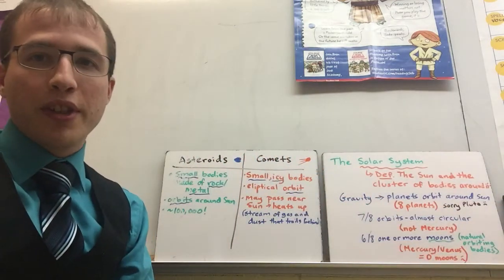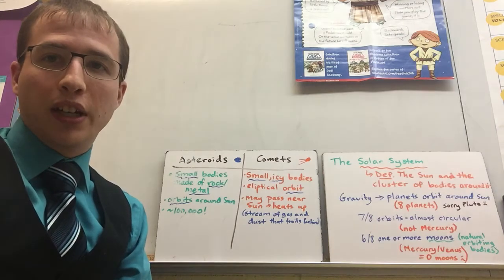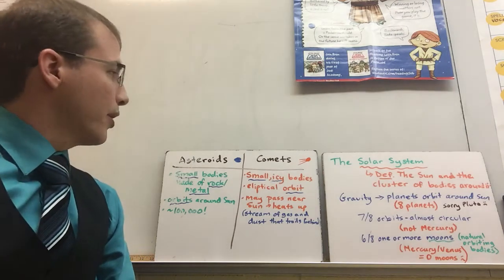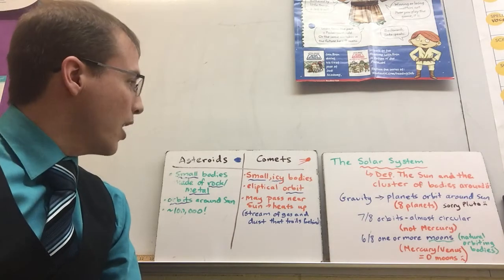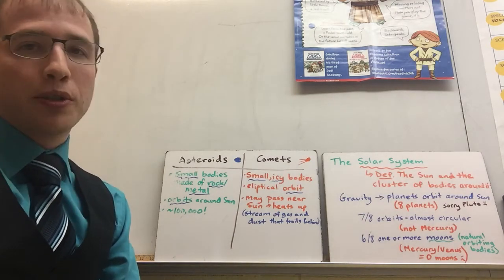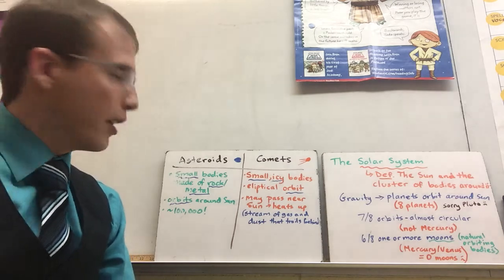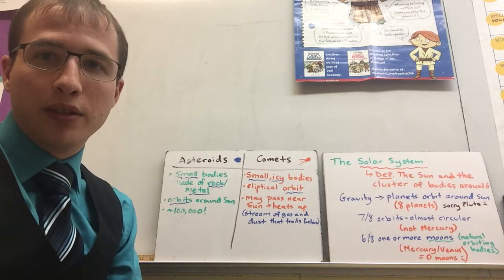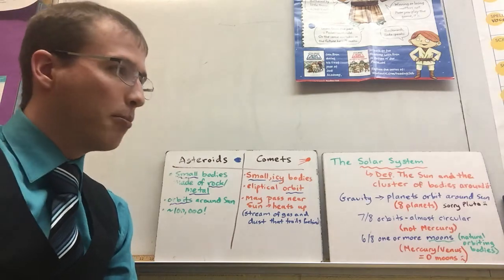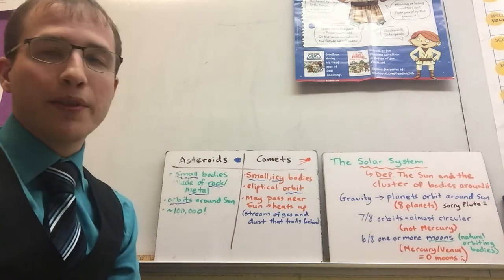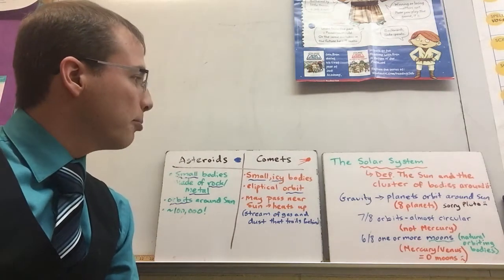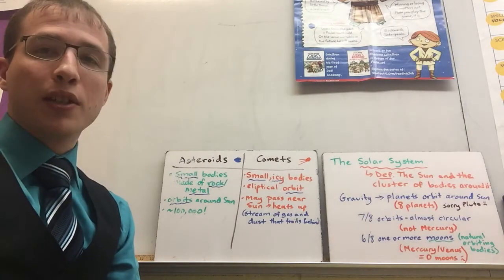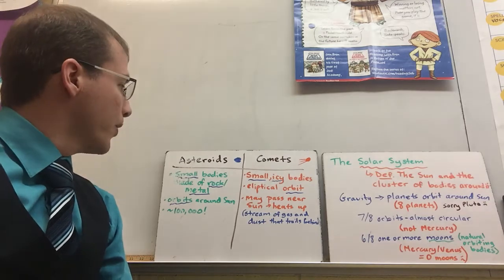Now we have 2 things here that are also in our solar system that are constantly moving around, and those are asteroids and comets. Now, asteroids are actually small bodies, and they are made of rock or metal. So they are out in space, but they're made of rock and metal. This is different than a comet, which is a small icy body. Okay? Both of these orbit around the sun.